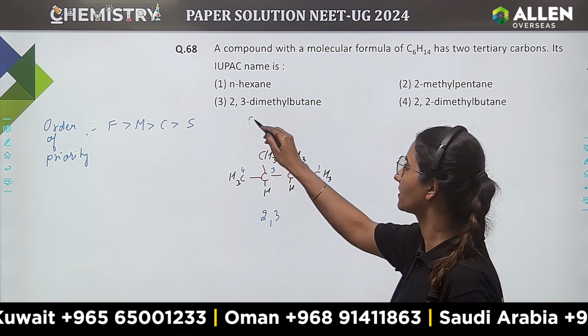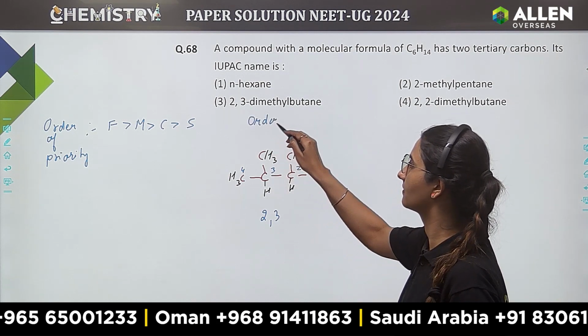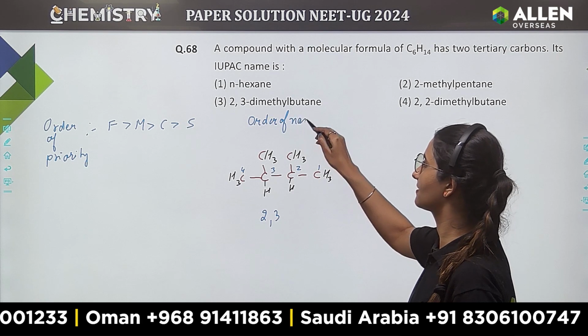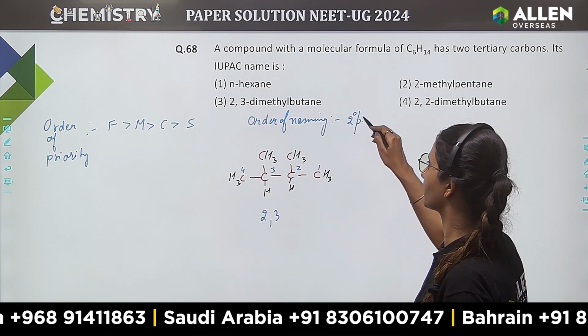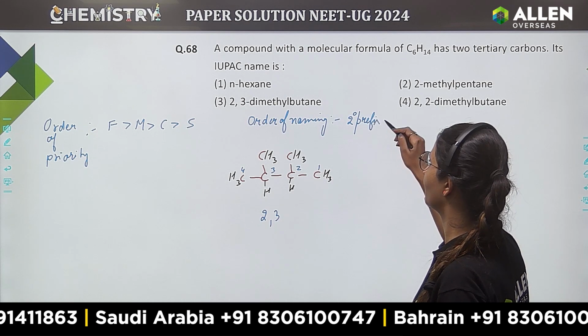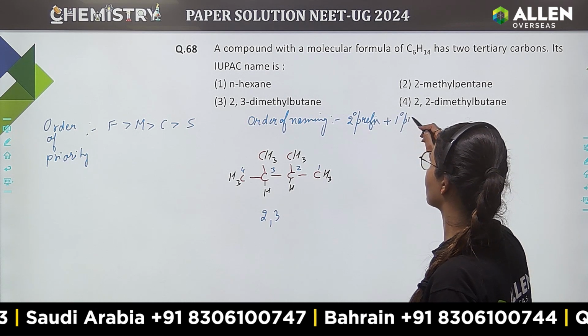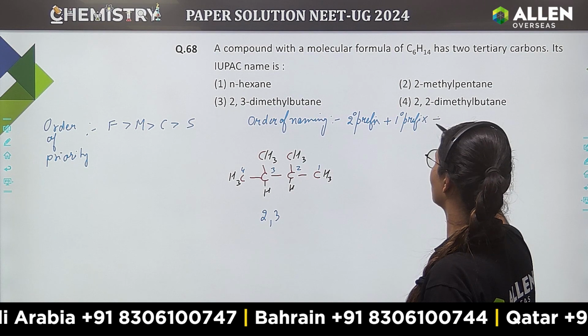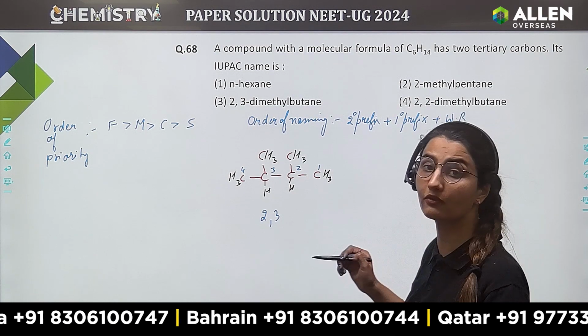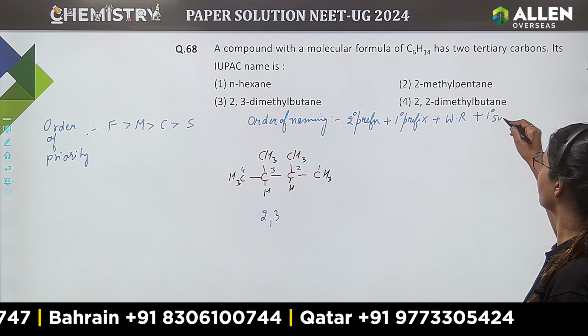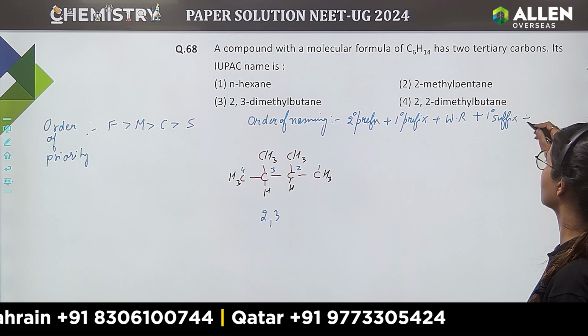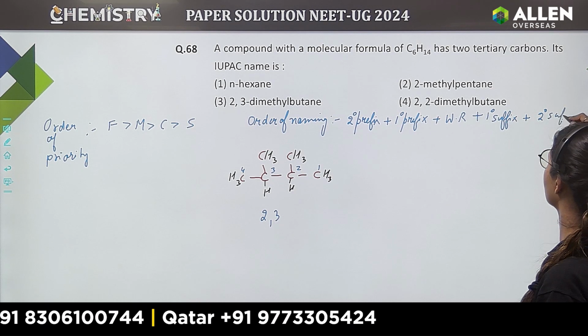Quick review, students. Order of naming is this. First we write, students, 2-degree prefix. Then we write 1-degree prefix. Then we write word root. WR is what? Word root. Then we write 1-degree suffix. And lastly we write 2-degree suffix.